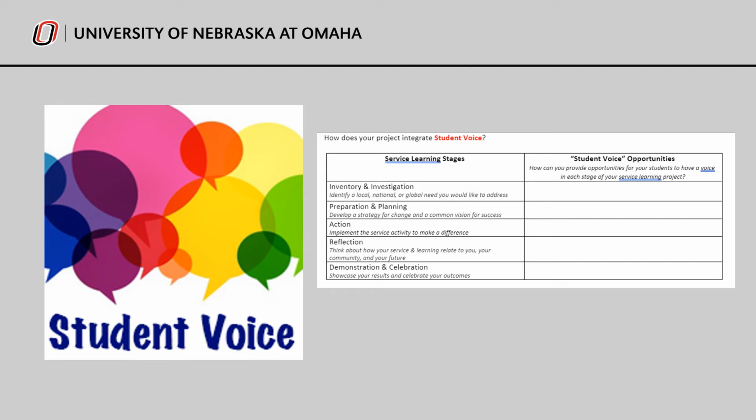Reflection is a wonderful space where students can share their voice with you. They can also create trust with you in this reflection space. Remember, reflection happens before, during, and after. In the demonstration and celebration spot, students may want to share with you how they want to articulate their learning.